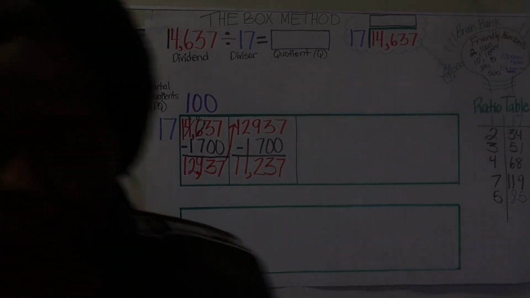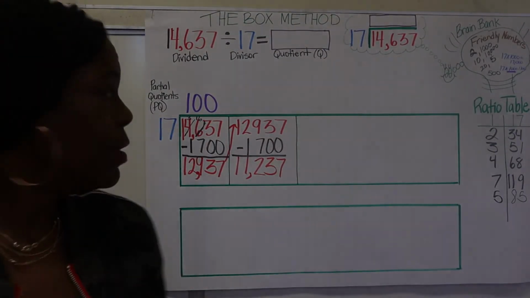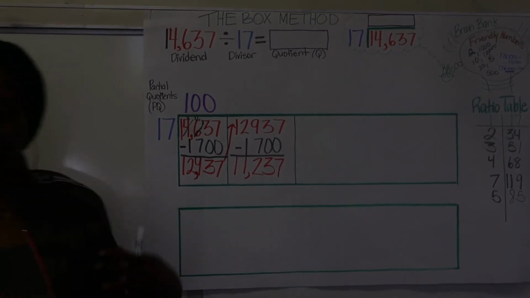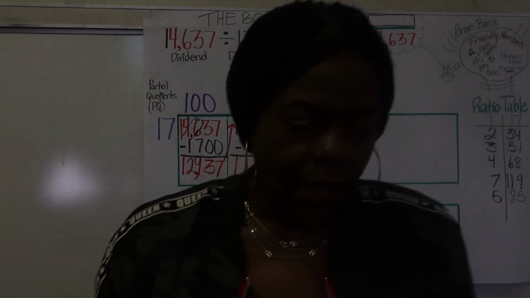All right, next step. What do I do? Shift the number. I shift. But this is now my... Wait, I'll wait. That's your dividend.